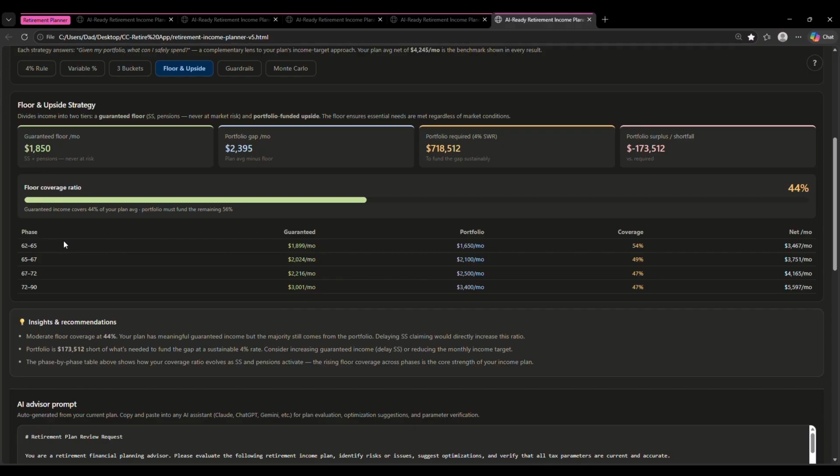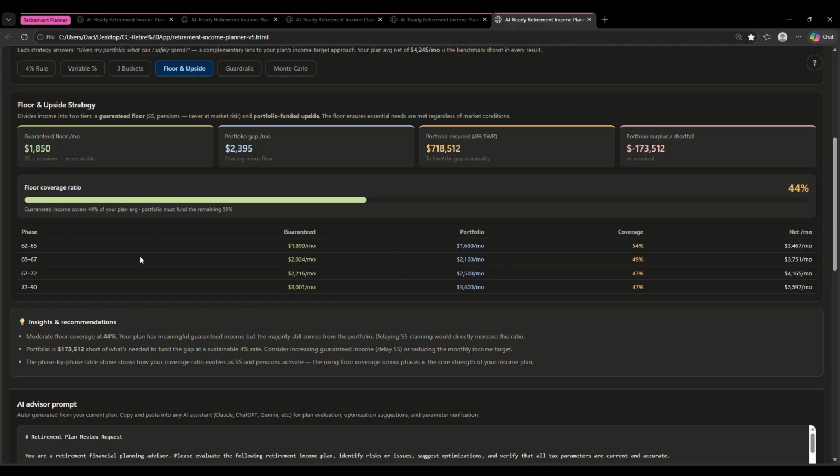Now this table is where it gets really useful. It shows every phase of your retirement. The coverage ratio changes as Social Security and pensions activate. In the early phases before Social Security starts, coverage might be low. Once Social Security is running, the coverage will jump. This is your retirement income plan displayed as a risk profile across time.